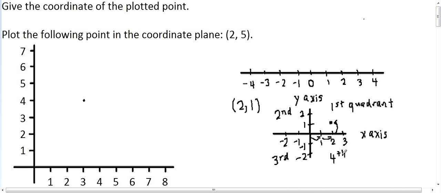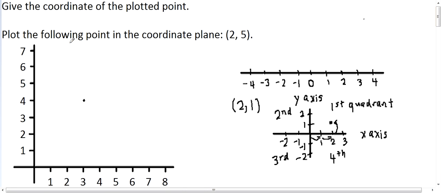In a coordinate like 2, 1, the first number is called the x-coordinate, while the second number is called the y-coordinate. When we mark the point corresponding to the given coordinate in a coordinate plane, we say that we are plotting that point. Let's take a look at the given problems.